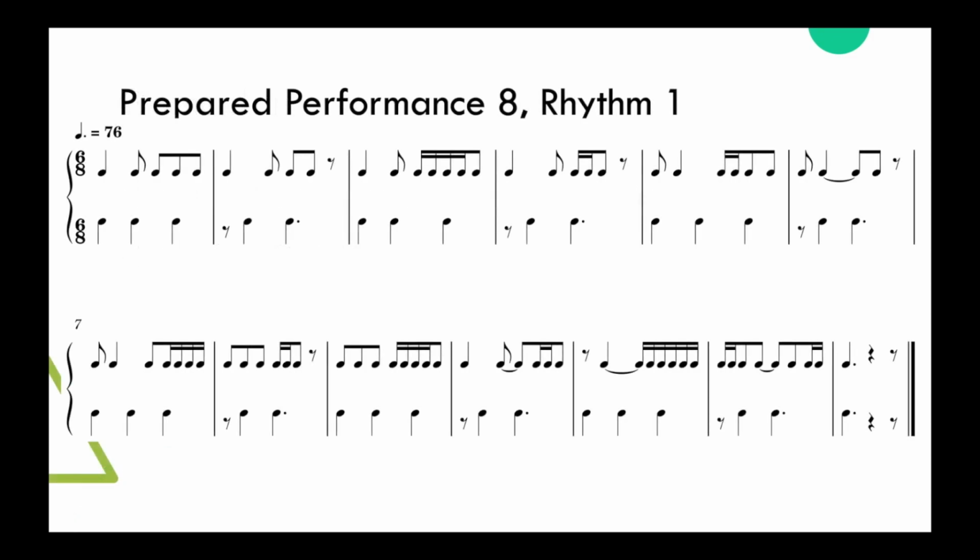So this particular exercise is based on two and three patterns in the upper voice, and this particular exercise is based on an ostinato pattern in the lower part that combines two beats and three beats. So ostinato means a repeated pattern, and you can see every two measures the pattern exactly repeats. Okay, all the way through the exercise.